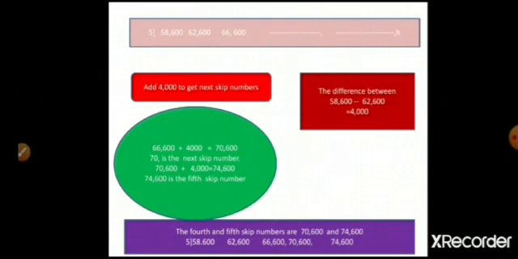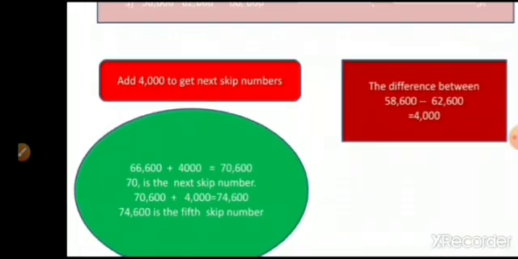Now the last one, the fifth one. The fifth question is 58,600, 62,600, 66,600. Then here the fourth and fifth numbers are skipped. We take the continuous two numbers, the first and second number. Then we get the difference between the two numbers, which is 4,000. So add 4,000 to get the next skip numbers.